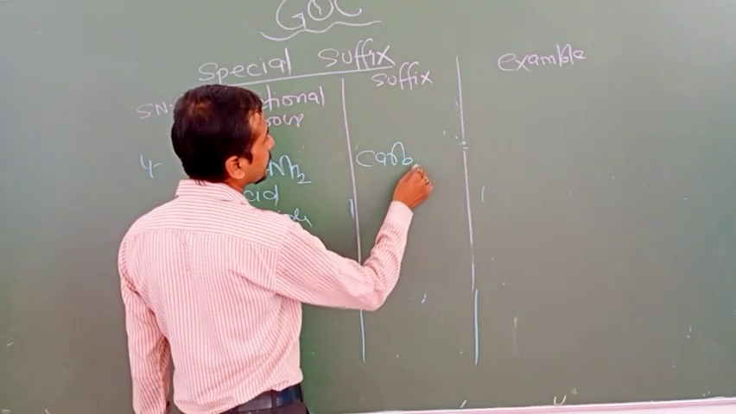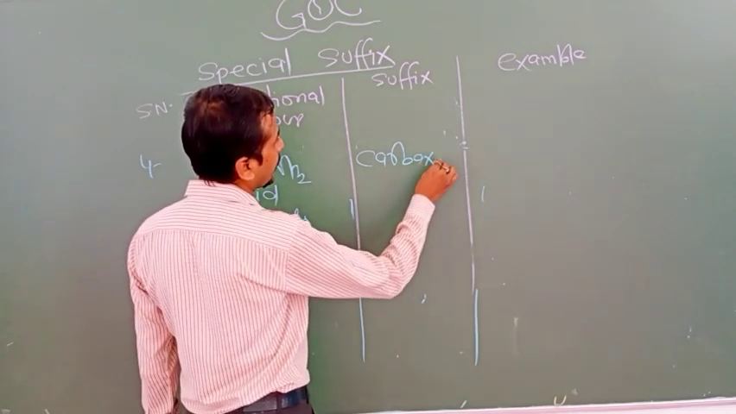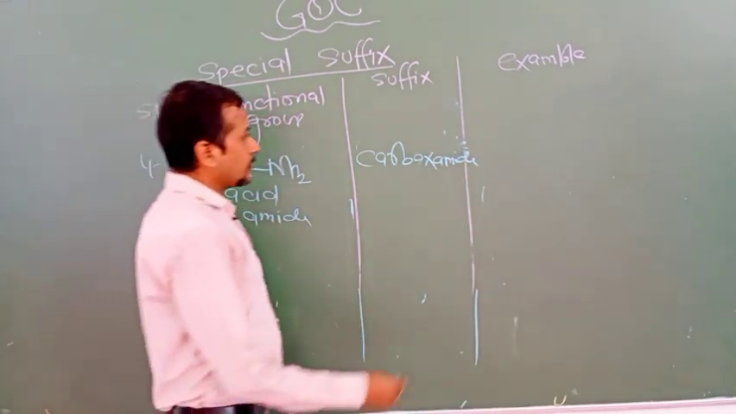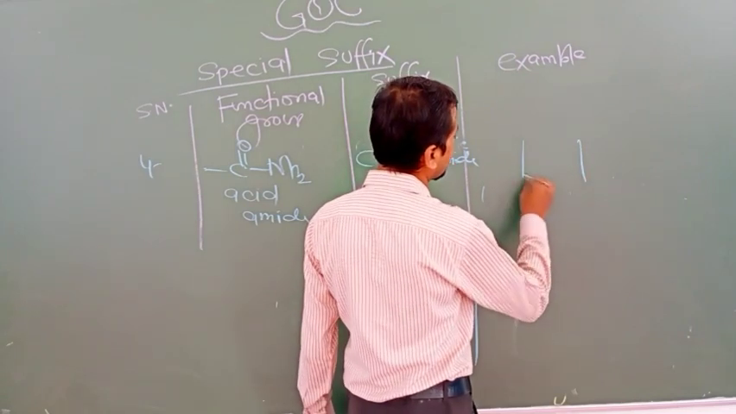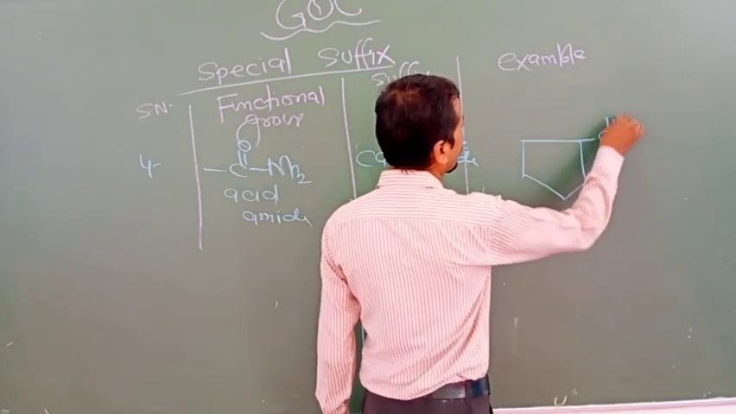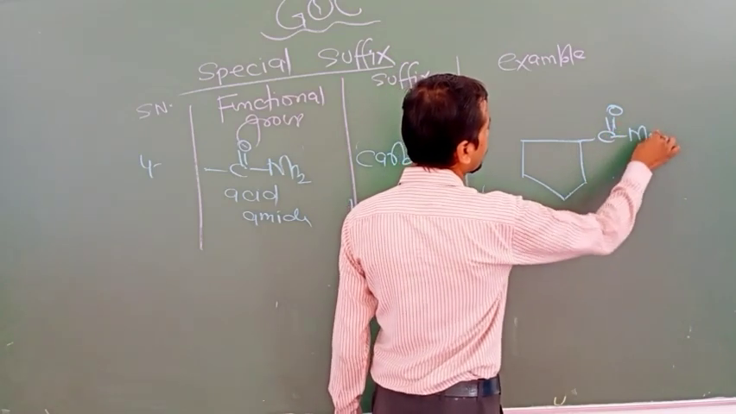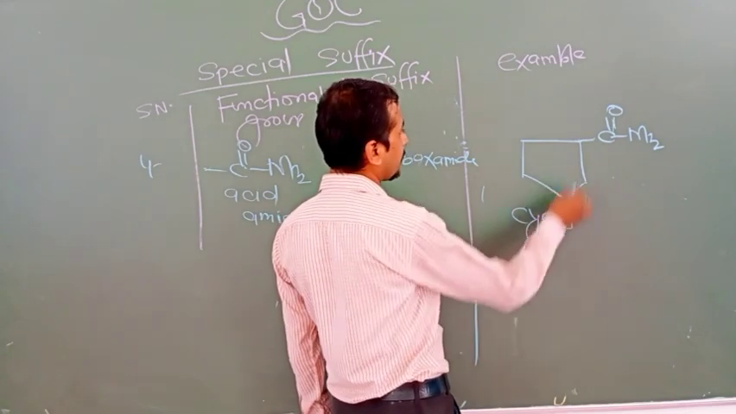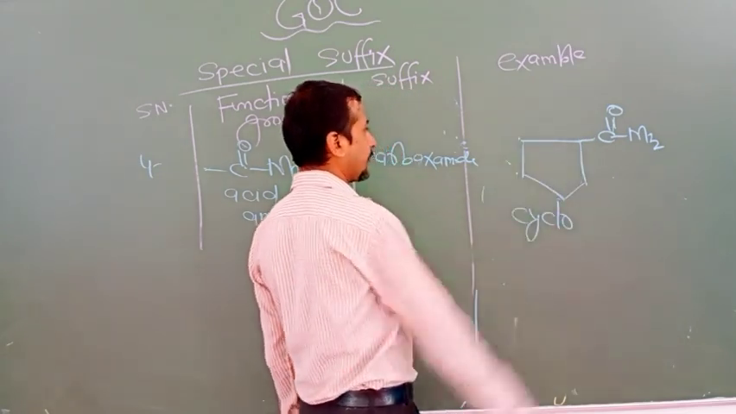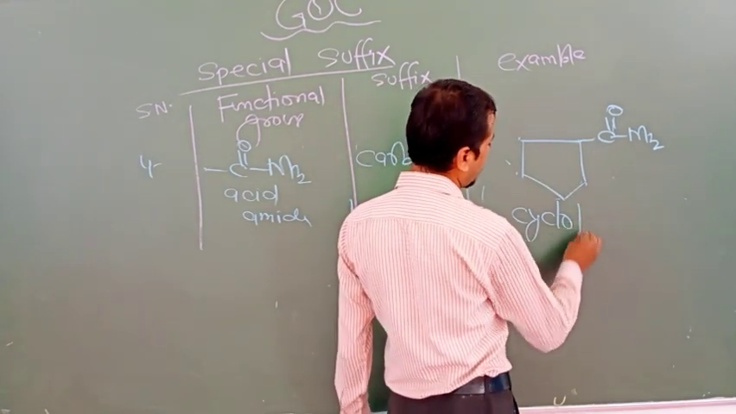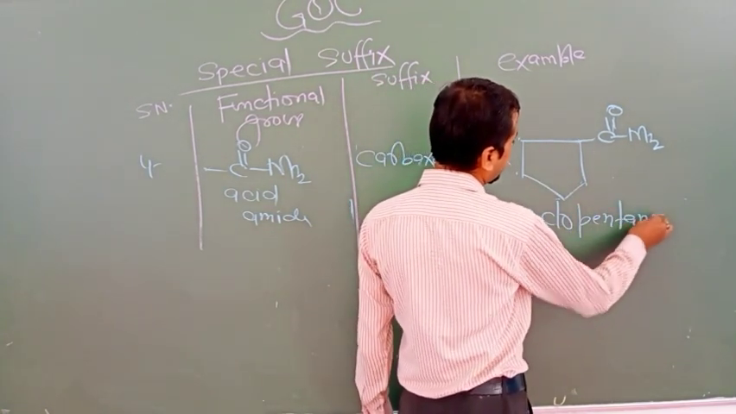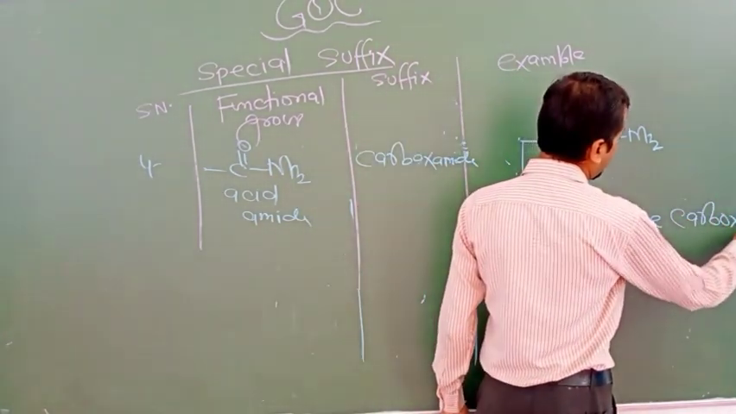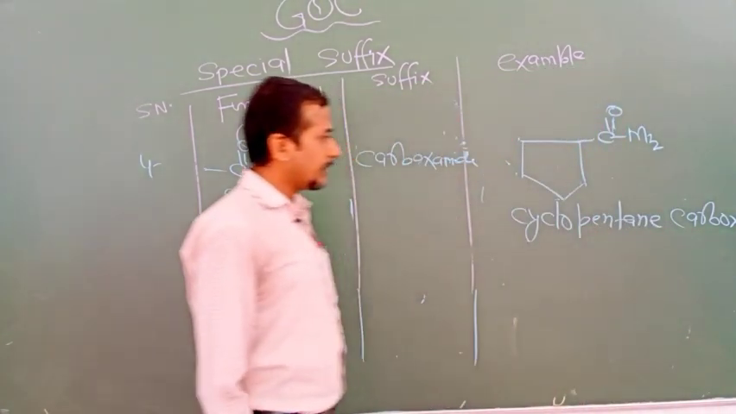carboxamide. Now again with the example, CONH2. So again a cycle is given, so that's why we write cyclo. 5 carbon is there, 1 2 3 4 5 carbon attached with a single bond, that's why it is known as cyclopentane. Now we have to add the suffix carboxamide. So this is the name of this amide.